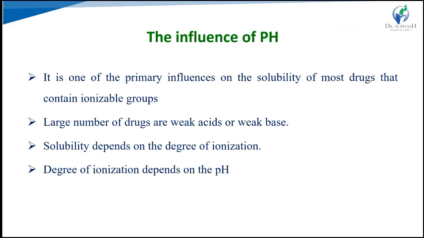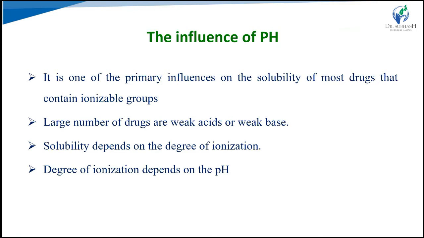Next, the influence of pH. It is also a major, most important parameter for the solubility of a drug, because the solubility of a drug is pH dependent. If we change the pH, it also alters the solubility. It is one of the primary influences on the solubility of most drugs that contain an ionizable group. So the ionization or dissociation is dependent on the pH.